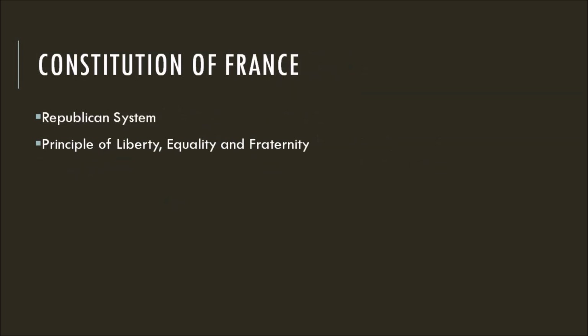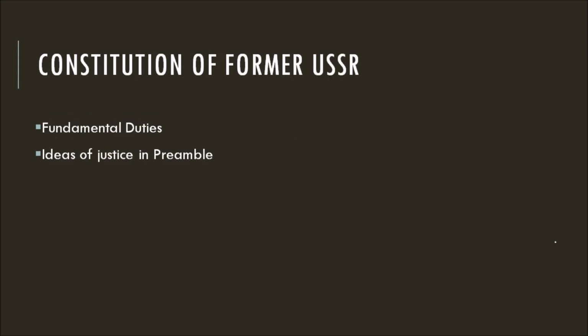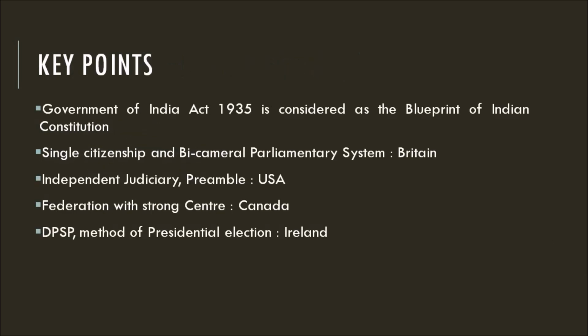From the Constitution of France, we have a republican system, principle of liberty, equality and fraternity. And from the Constitution of former USSR, we have taken the fundamental duties and the idea of justice in the preamble. So those were some of the important features we have taken from the constitutions of other countries. Now let's have a look at the key points which are important for your exams.